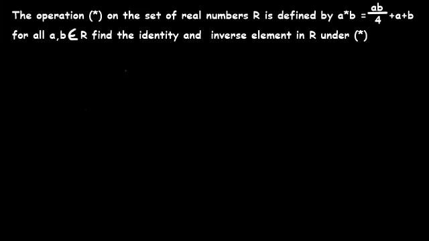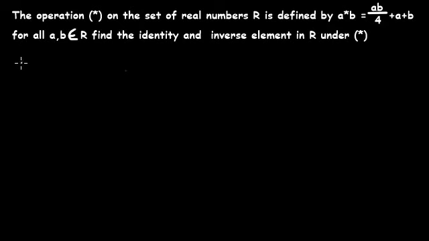The operation * on the set of real numbers R is defined by a * b = ab/4 + a + b for all a, b that are elements of R. Find the identity and the inverse. I will recommend you pause the video and figure this question out yourself.